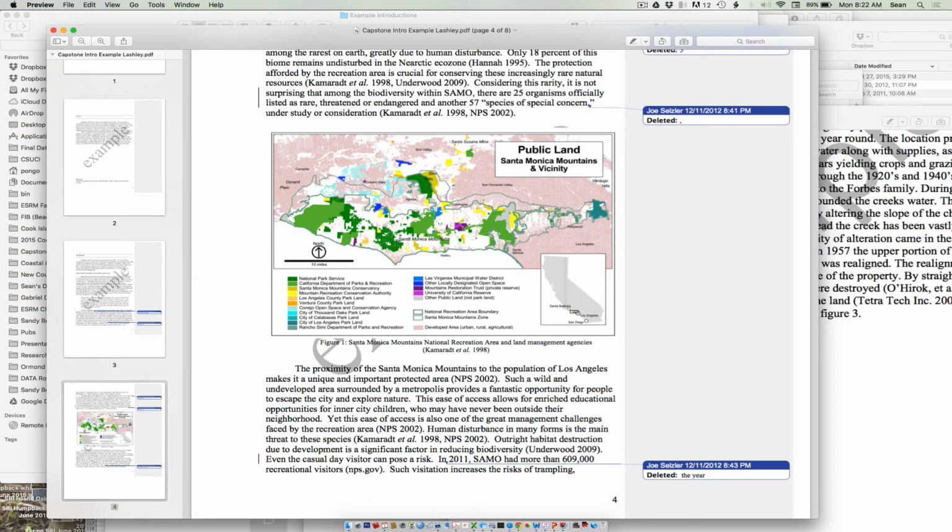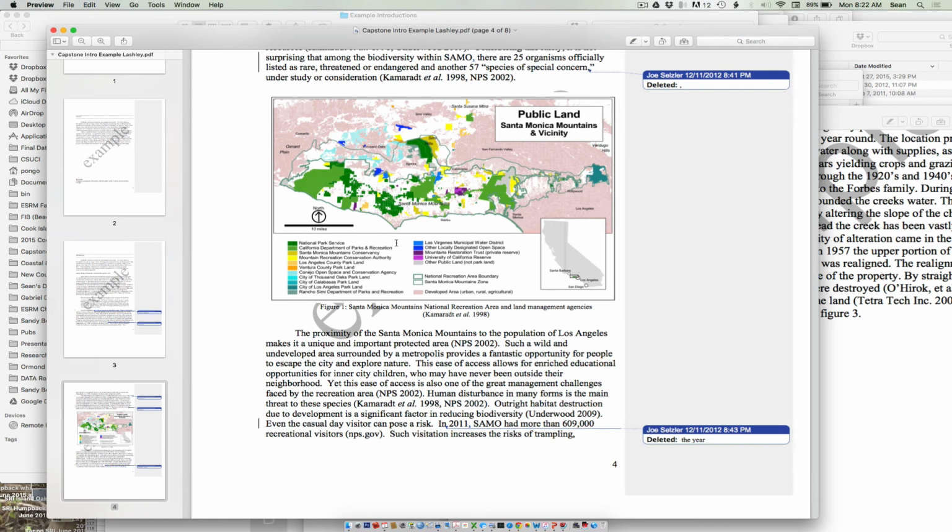So in this case, maybe you guys do want to have a map in your method section. And I should say, if you guys have a map, all your maps need to be professional and complete. So you guys have all had GIS by now, intro to GIS at least. And so you guys know about having a scale bar. You guys know about having clear legends.